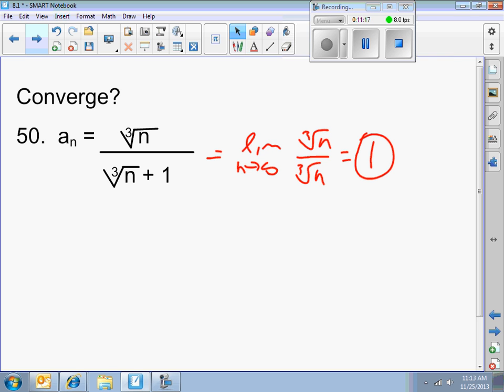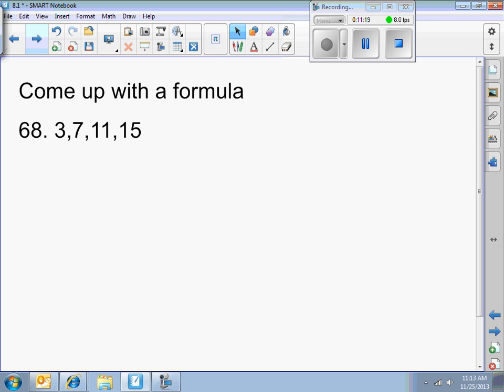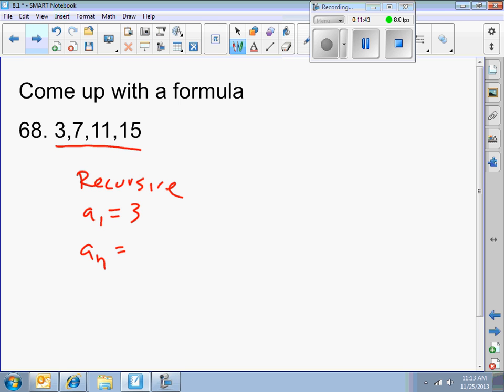All right. Probably the hardest ones to explain are coming up with a formula. Recursive is actually easier to come up with because you base it on the previous term. So if I say let a sub 1 equal 3, I'm doing this recursively first, and it looks to me like I would add 4 each time. So a sub n would be whatever my previous one, a sub n minus 1, plus 4. So that is a recursive formula. It says take the previous term and add 4 to it.